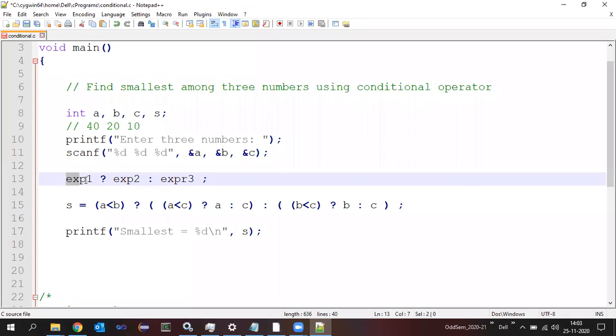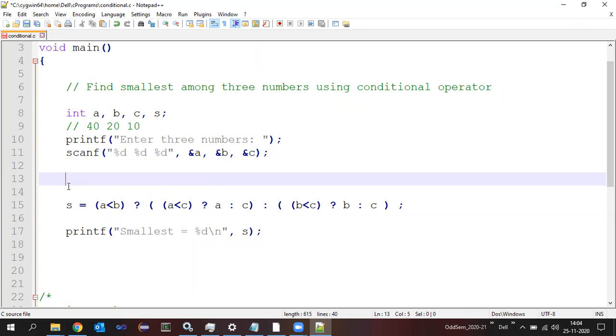Expression 1 is a relational operator. It will check the operation. The relational operator will result in a true or a false. If it is true, then expression 2 will be executed. If the expression 1 result is false, then expression 3 will be executed. We had seen simple examples in yesterday's class.